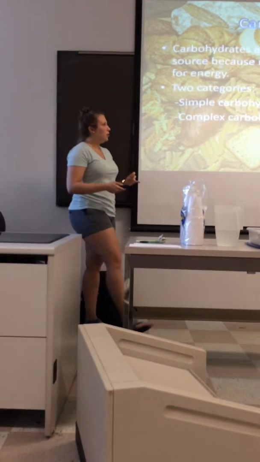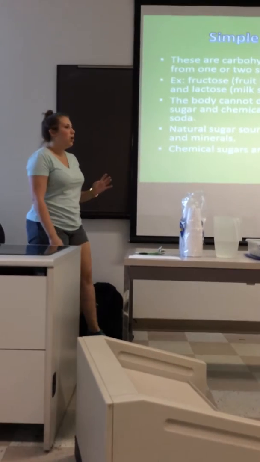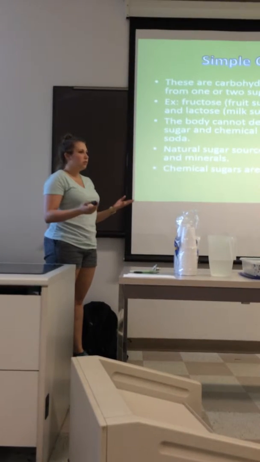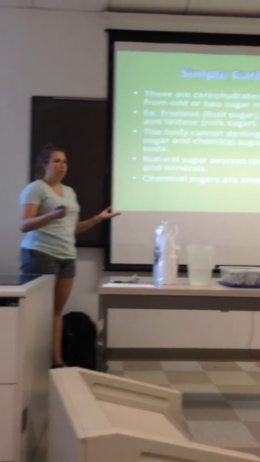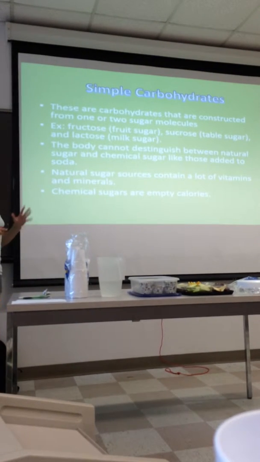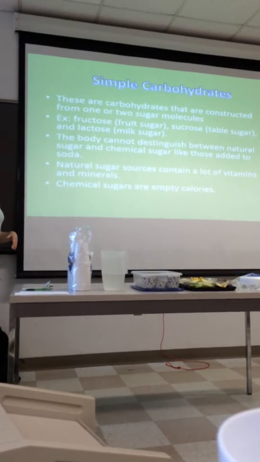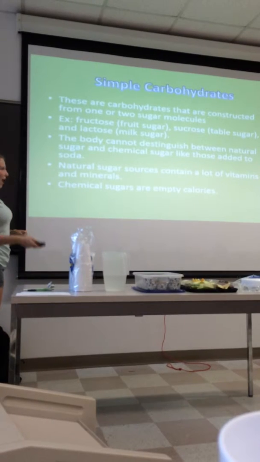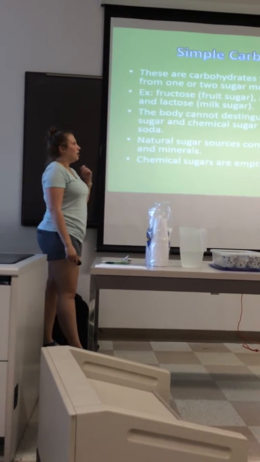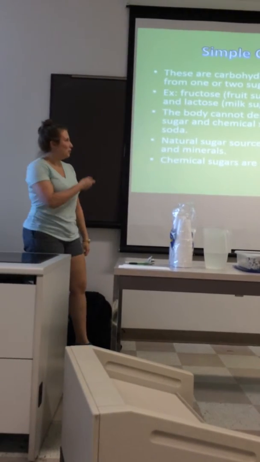So there's 2 categories, simple carbohydrates and complex. Simple carbohydrates are the carbohydrates that are constructed from 1 or 2 sugar molecules. These include fructose in fruit, sucrose, normal sugar, and lactose from milk. There's also maltose, which is like malt sugar, but I forgot about it. The body can't distinguish between these sugars and the chemical, processed sugar, like those added to soda. So that's why soda is bad, because these lead to empty calories. You don't want empty calories. You want the natural sugars that contain a lot of vitamins and minerals that the body needs. And we'll get into vitamins and minerals soon.